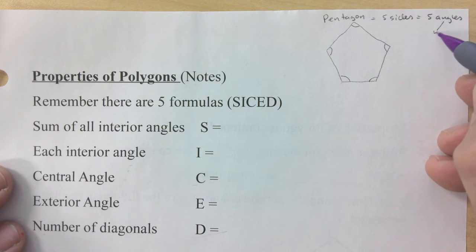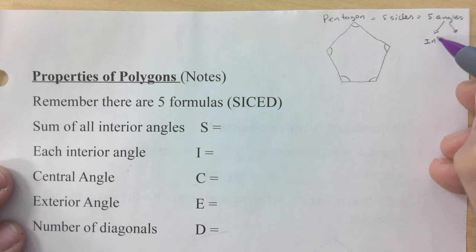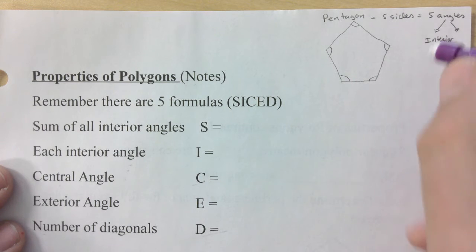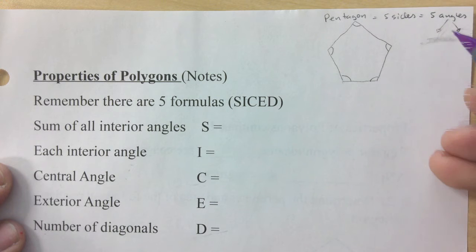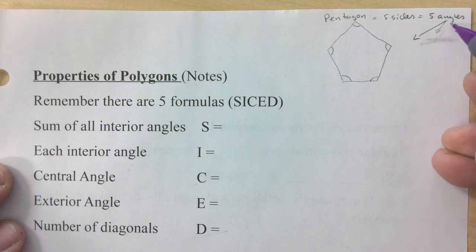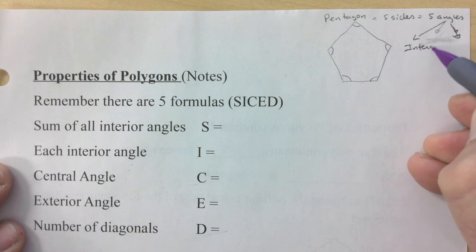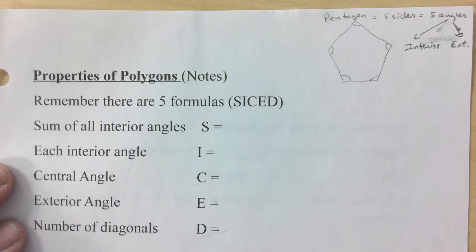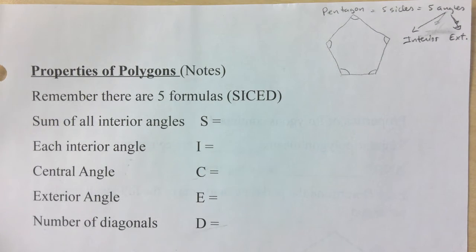And I will just make sure that you know interior. Oh man, we're running out of room there. Let me make the arrow going a little bit more sideways here. 5 angles. There are 5 interior and 5 exterior angles. What? Exterior angles? I never heard of that, right? I'm going to talk about that in a bit.